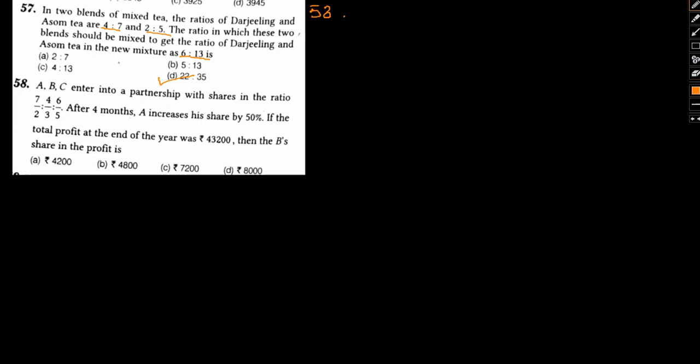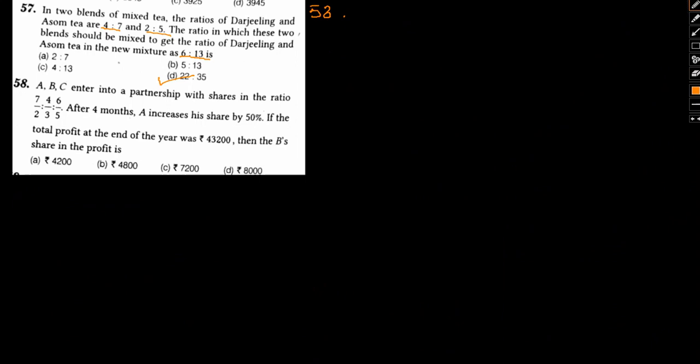ABC entered a partnership with shares in the ratio 7/2 is to 4/3 is to 6/5. After 4 months, A increases his share by 50%. If the total profit at the end of the year was 43,200, then what is B's share of profit?